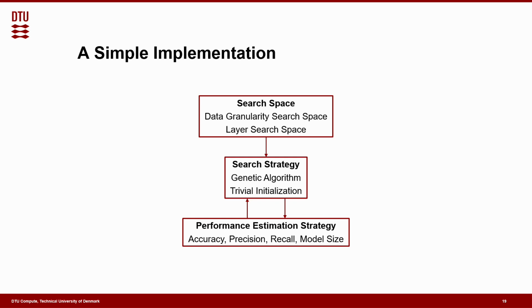So in the search space, we have this data granularity search space of different ways that the data can be configured, and we have a layer search space for layers in our neural network architectures. Then we use a search strategy that's based on genetic algorithms that we initialize in a trivial way. And we estimate the performance of our systems, really, because we're also including the data, by considering the accuracy, the precision, and the recall of the systems that we design, along with the model size of these systems.